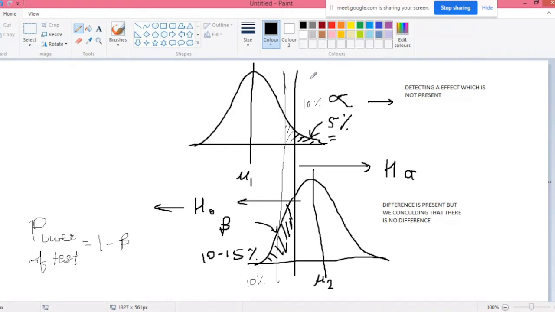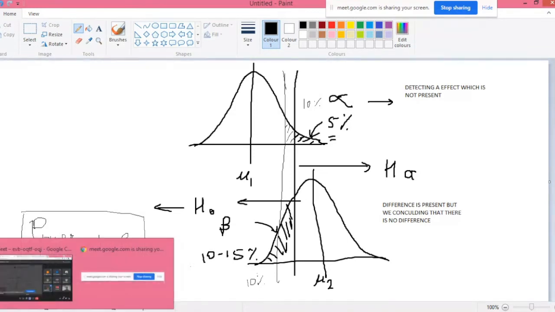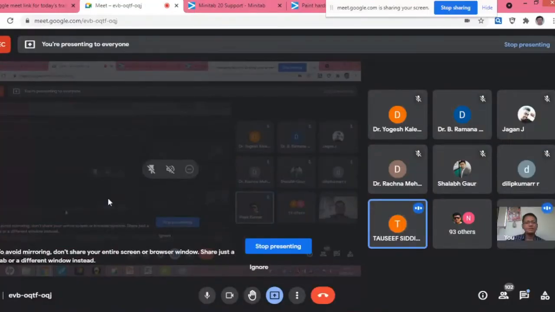Is this clear? Because again and again we have questions on the power of test. Why take 1 minus beta, that is 85%? Yeah, because it is an important aspect, sir. I know that's why they are asking the question. That's why, with your permission, I have explained. Okay, thank you, sir, for explaining again. Carry on, sir.